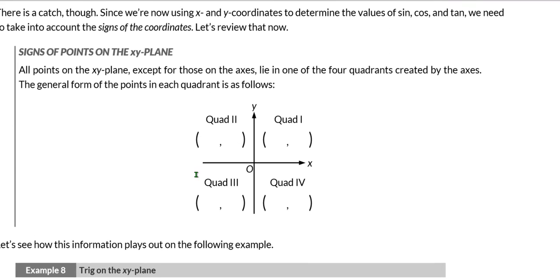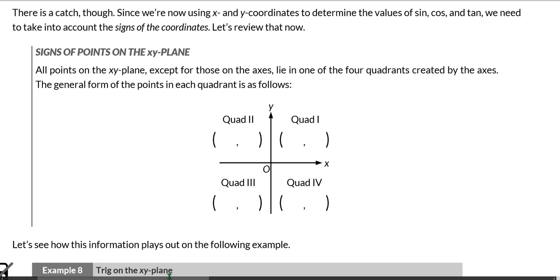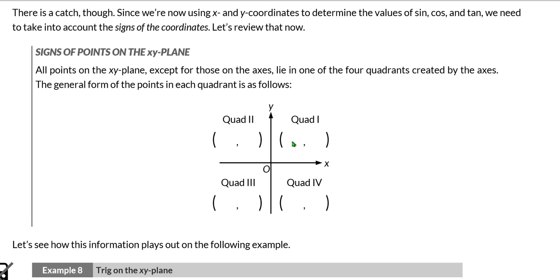Signs of the points on the xy plane. I said a moment ago that the signs of the points on the xy plane will become relevant when we are doing trig on the xy plane, so let's run through these right now. You might want to pause the video and do this on your own. What I am looking for here is the signs of the coordinates in each quadrant. So the x coordinate in quadrant 1, always going to be positive, y coordinate positive. In quadrant 2, x coordinate negative, y coordinate positive. In quadrant 3, both coordinates negative, x and y. In quadrant 4, we have positive x's and negative y's.